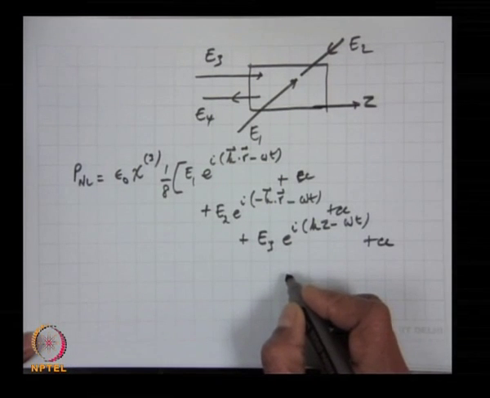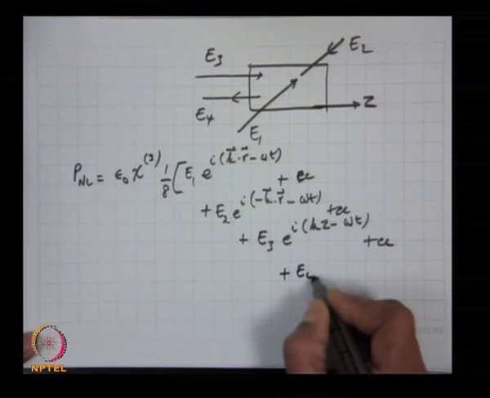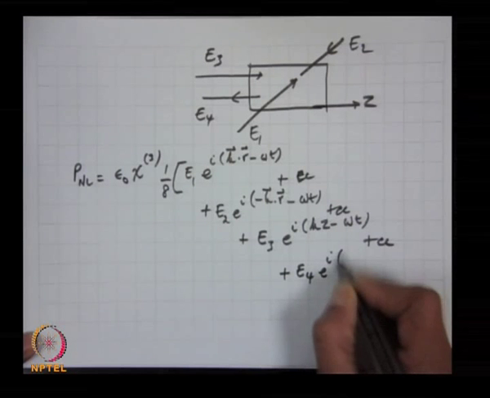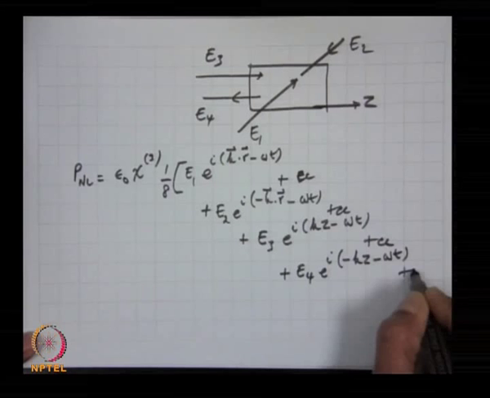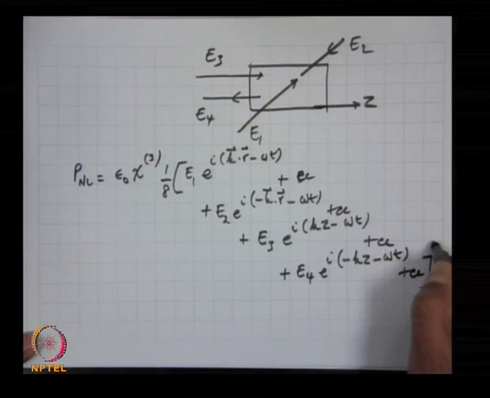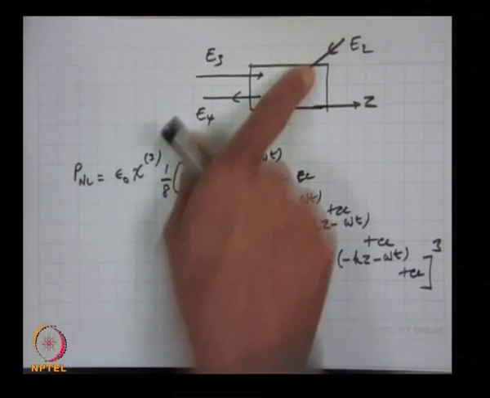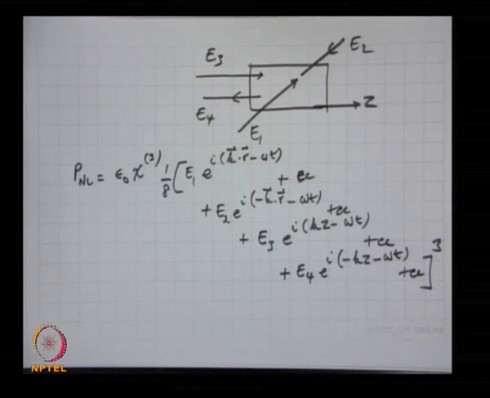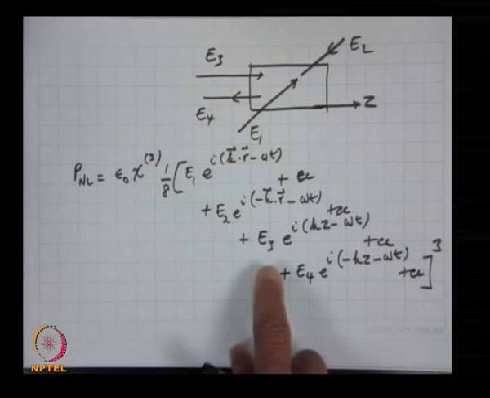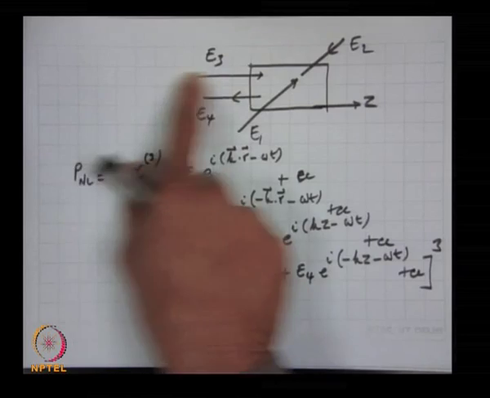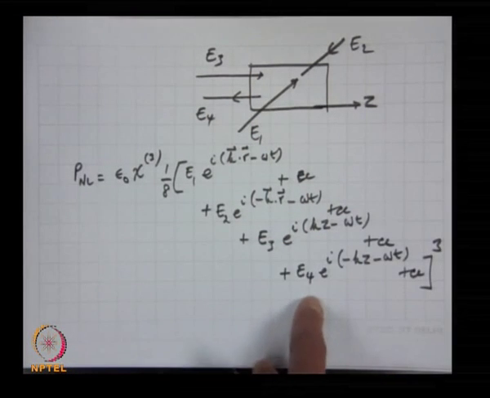Please note that I showed you there is nonlinear polarization that will try to generate a wave in the reverse direction. So I also add another electric field, E4, which is i (minus kz minus omega t) plus complex conjugate, whole cube. The first term is the wave which is going in this direction. The second term is the wave going in the reverse direction, exactly opposite to E1. E3 is the wave which is coming in some direction which I call the Z direction, and E4 is the phase conjugated wave.